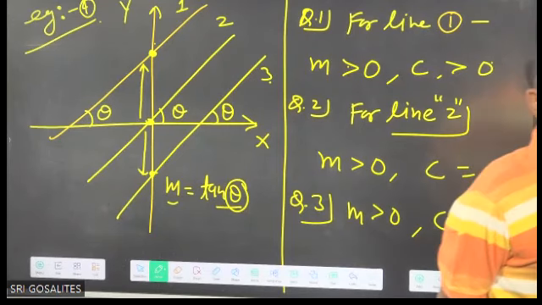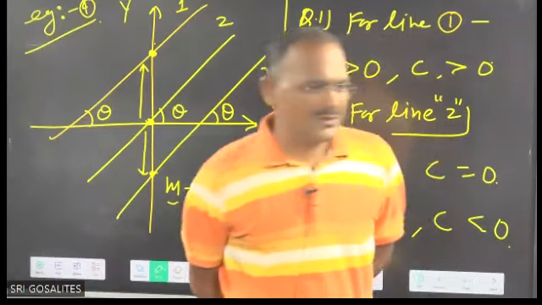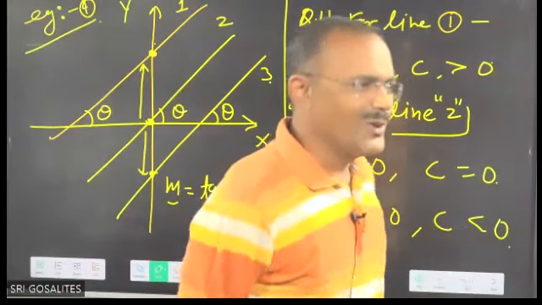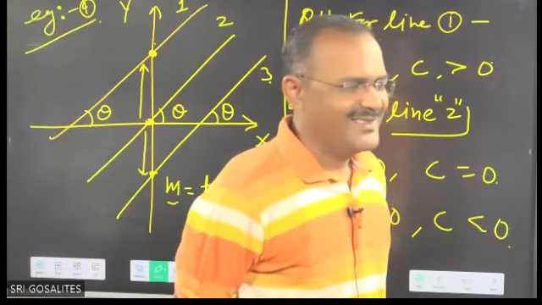Tan 90 cannot be defined, beta Lalit, because tan 90 nobody knows. If somebody knows, please tell me also. 1 by 0, it's infinity. Okay.